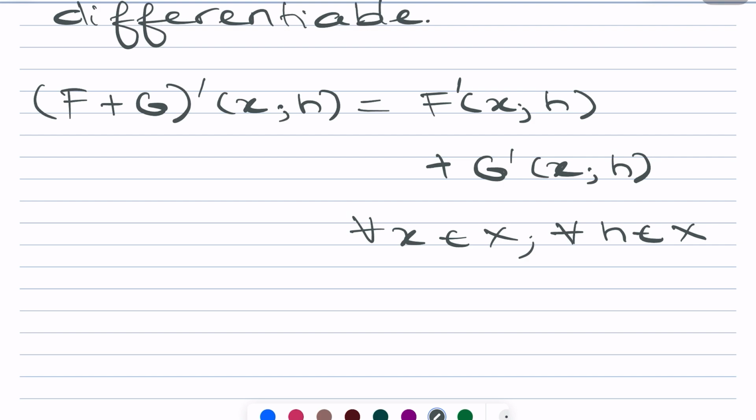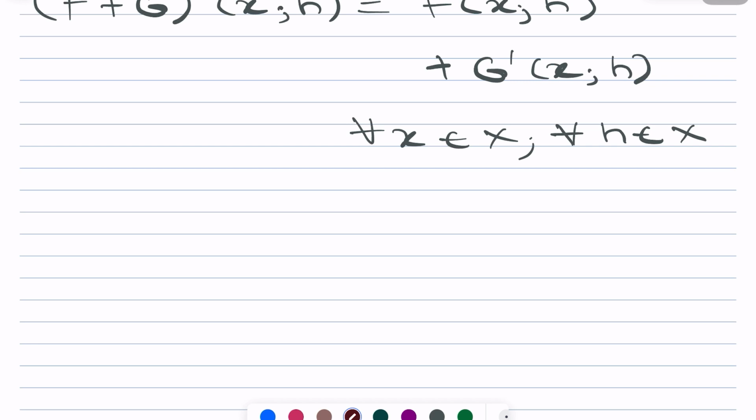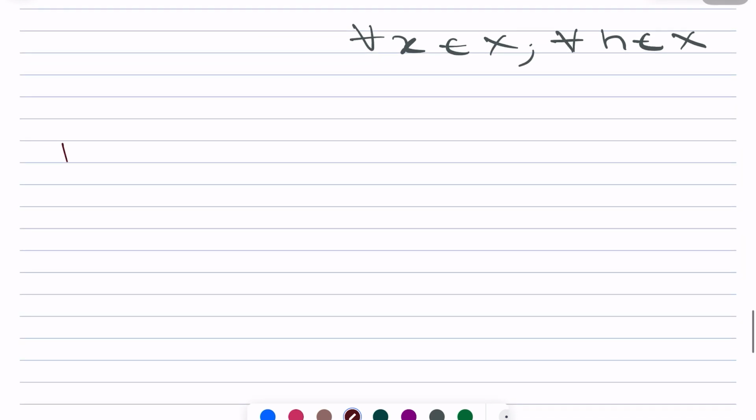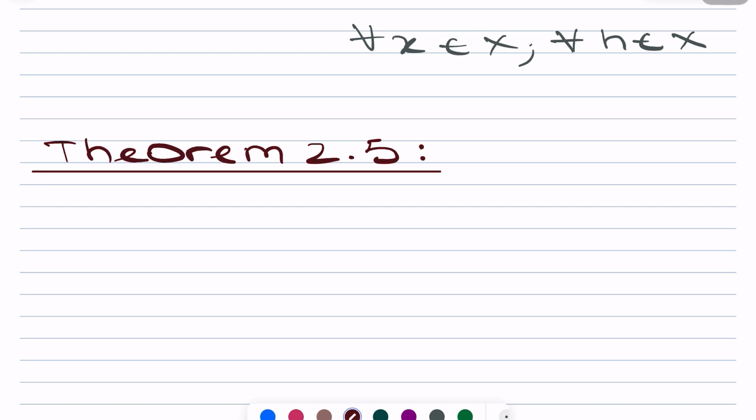Okay, so for Fréchet differentiable operators, we also have the following chain rule that we encapsulated into Theorem 2.5. So let X, Y, and Z be Banach spaces.